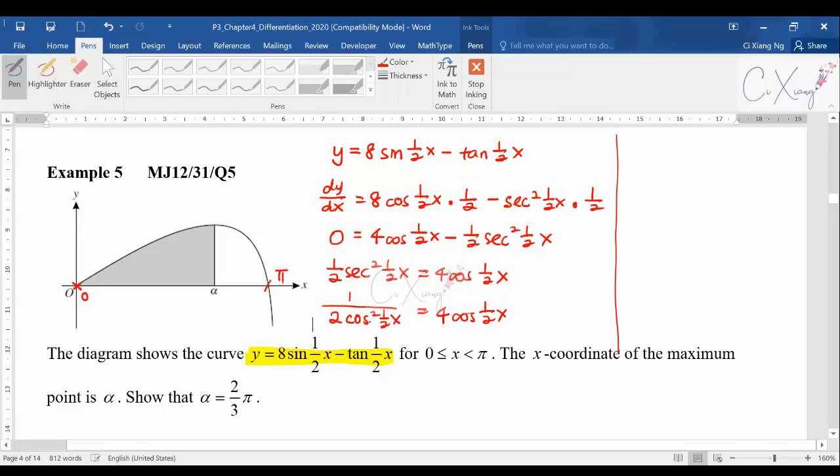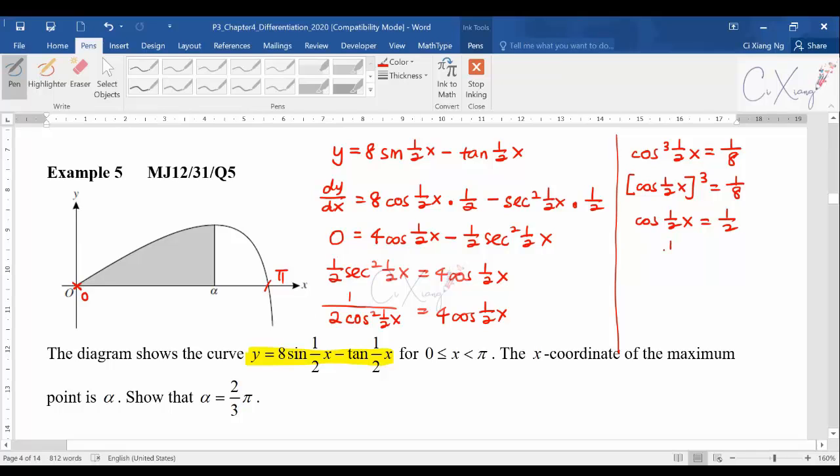Okay, and then now I will see the end of everything is about cos half x. So I will bring it out. Eventually, I will get cos power 3 half x is equals to 1 over 8. Okay, so what's cos power 3 half x? It's actually cos half x power 3, right? Which is equal to 1 over 8. And therefore, cos half x is equals to 1 over 2.